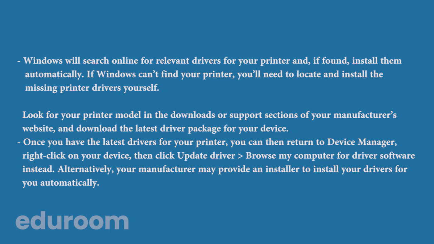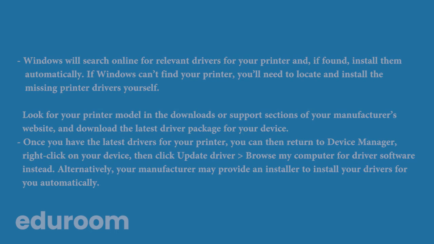If Windows can't find your printer, you'll need to locate and install the missing printer drivers yourself. Look for your printer model in the Downloads or Support sections of your manufacturer's website, and download the latest driver package for your device. Once you have the latest drivers for your printer, you can then return to Device Manager, right-click on your device, then click Update Driver, "Browse my computer for driver software" instead. Alternatively, your manufacturer may provide an installer to install your drivers for you automatically.